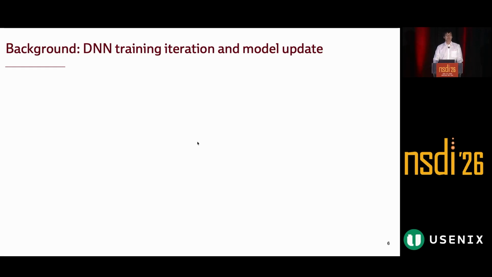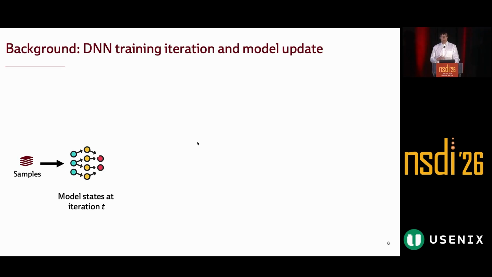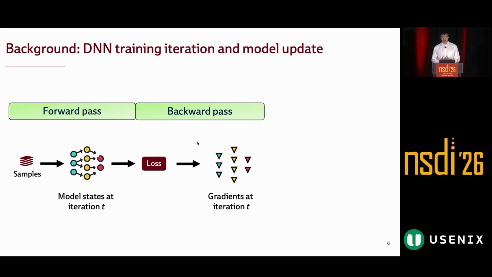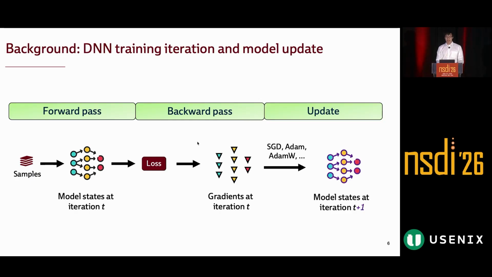Let's look at how a checkpoint is produced during training, starting with how DNN models are updated. DNN training is an iterative process where an iteration begins with a batch of input samples being processed by the model with a given state at iteration t here. During the forward pass, the samples propagate through the model to compute the loss. And the backward pass then subsequently consumes the loss and produces gradients of this iteration t. And then the update step applies this gradient via an optimizer, such as SGD, Adam, or AdamW, producing the model state at iteration t+1. This forward, backward, and update cycle constitutes one training iteration and generates a new version of the model.